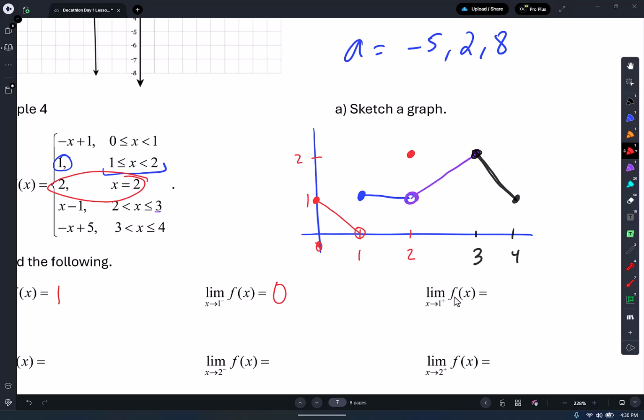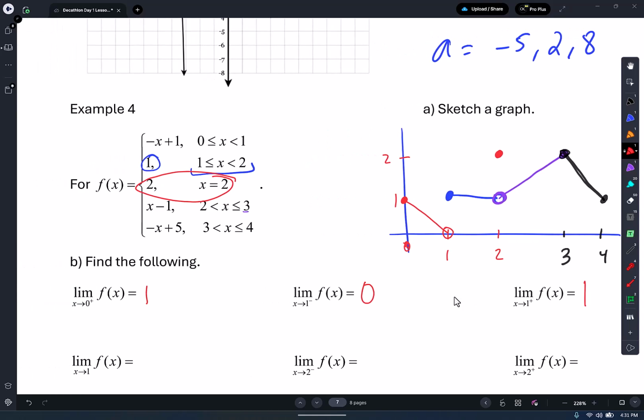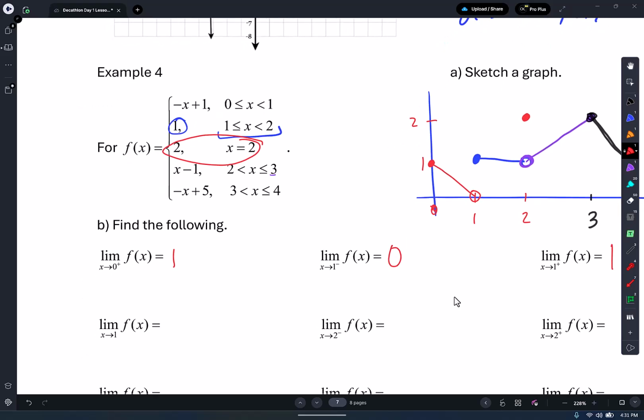Limit of f of x as x approaches 1 from the right is, so I go to 1 and I look at the curve where you're at. If I approach 1 from the right, what is that y value? 1, yeah. Congratulations, you did your first limit. All right, so now read this statement for me, and then we'll talk about the analysis.